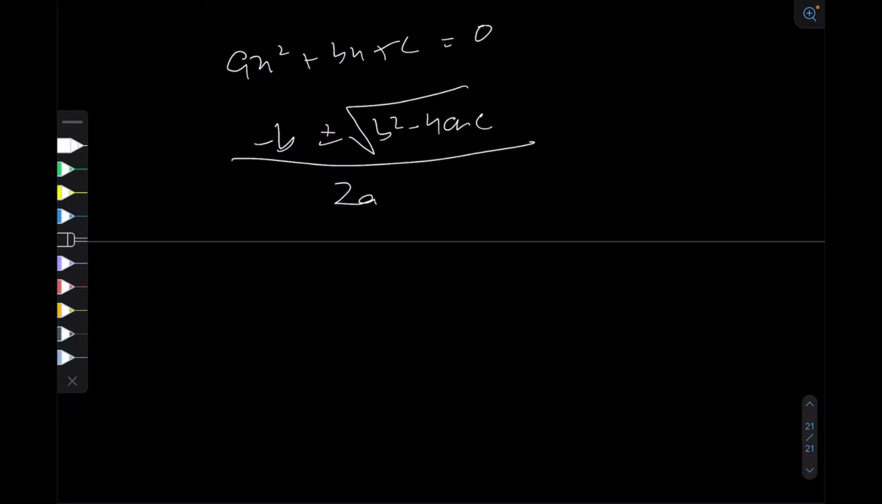ax squared plus bx plus c equals 0. If we have any quadratic and we want to find the values of x which we can input such that it will give us 0, well, we all know we can apply the quadratic formula, that is x equals minus b plus or minus the square root of b squared minus 4ac, over 2a, right?